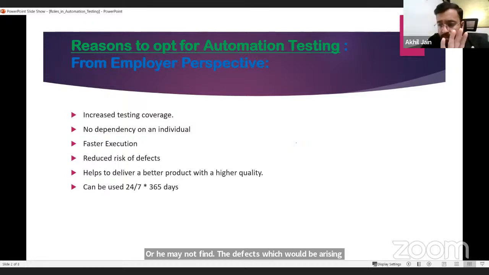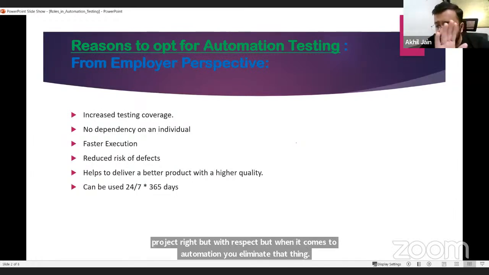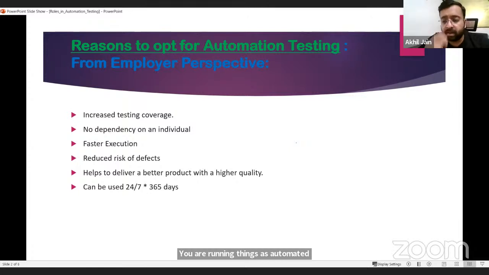But when it comes to automation, you eliminate that. You are running things as automated. Whatever you have automated, it would run in a similar way in all the cases, every time you execute the test case.